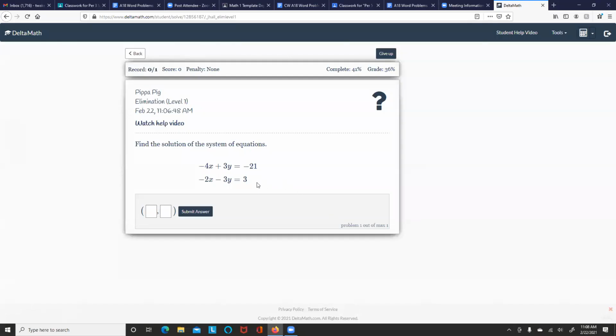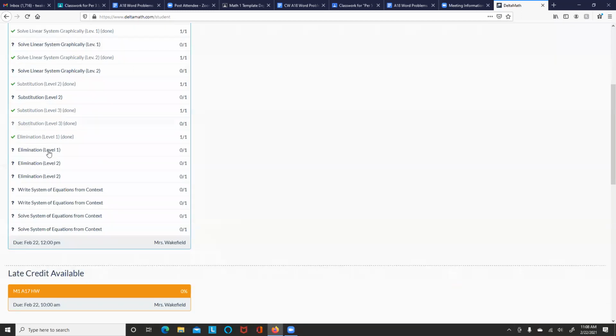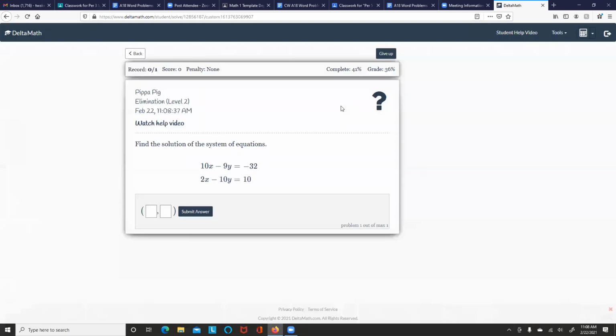All right, guys, hopefully you solved for x and then for y for this problem. I don't know what your problem was, but hopefully you finished that. We got like, what, 3 more? Elimination level 2. Okay, so let's take it up a notch. Let's solve this.